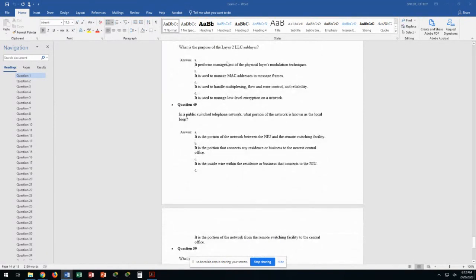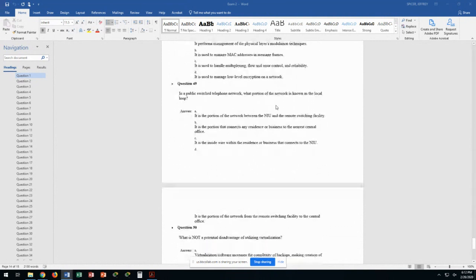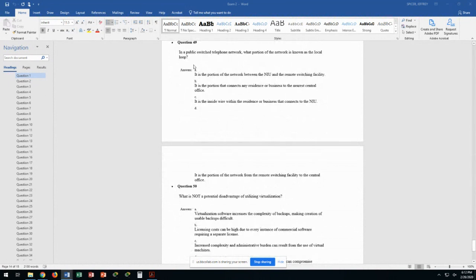48. What is the purpose of the Layer 2 LLC sublayer? Handling multiplexing, flow, error control, and reliability. Good job. 49. In a public switched telephone network, what portion of the network is known as the local loop? It's the portion that connects any residence or business to the nearest central office. B is the answer for 49.